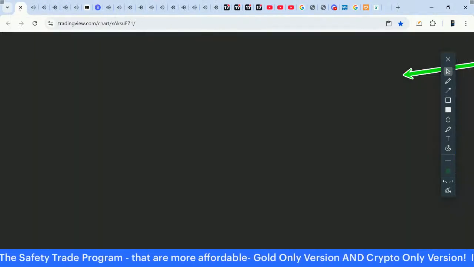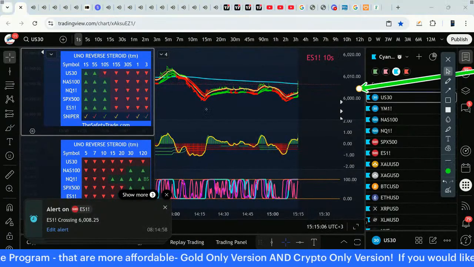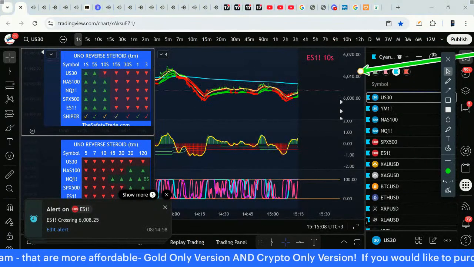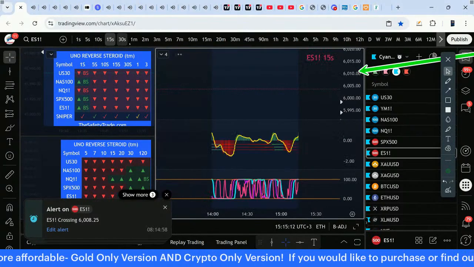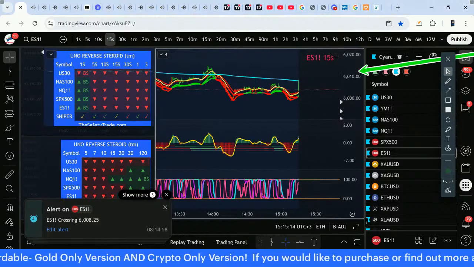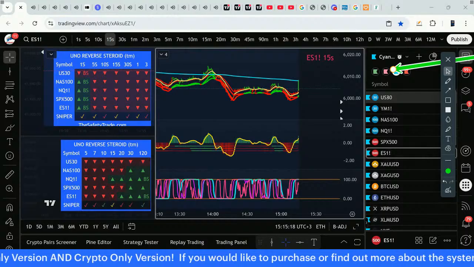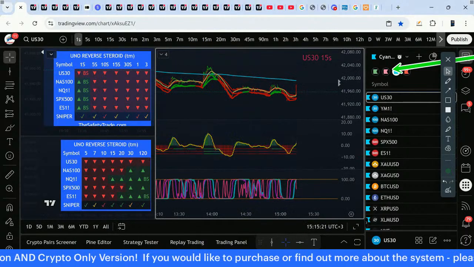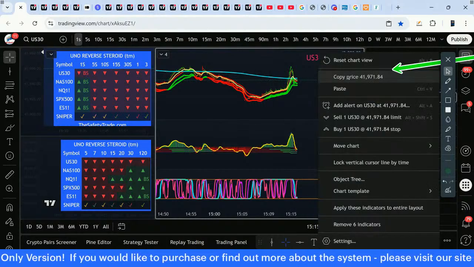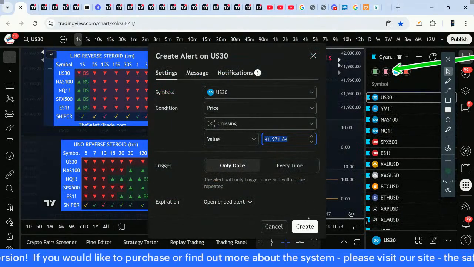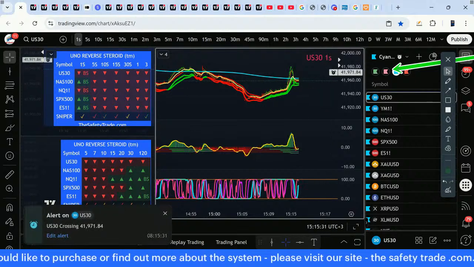Hold on. There you go. Look. 15 seconds. Look at it go. Buy stop to the 1 second blue line, US 30. Yeah, hell yeah, baby. Buy stop. There you go. Demo trade only.